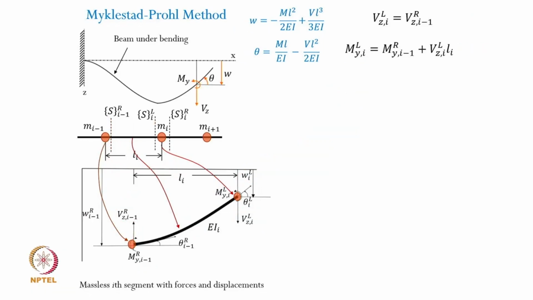So how do I write Wi on the left side, equal to, in terms of all the parameters on the left side? See what you have done, you have written Wzi in terms of the value on the right hand side of the i minus 1th segment, right. So I would like to now write WiL. This will be equal to whatever is the deflection on the right side, that is this deflection i minus 1. Okay.